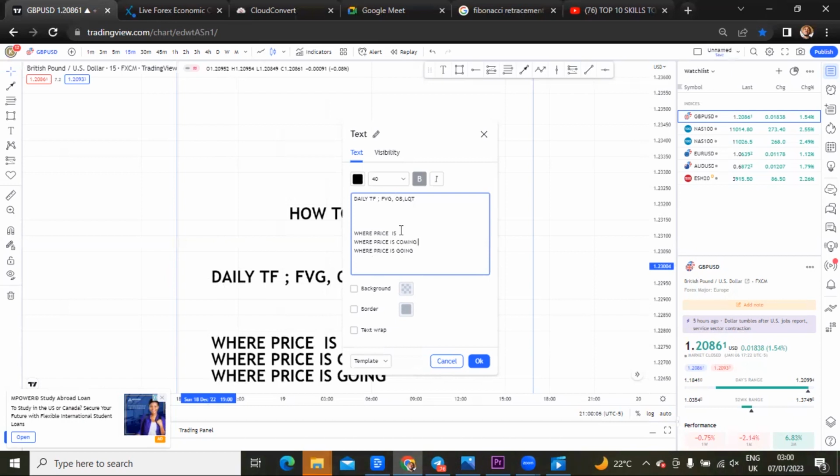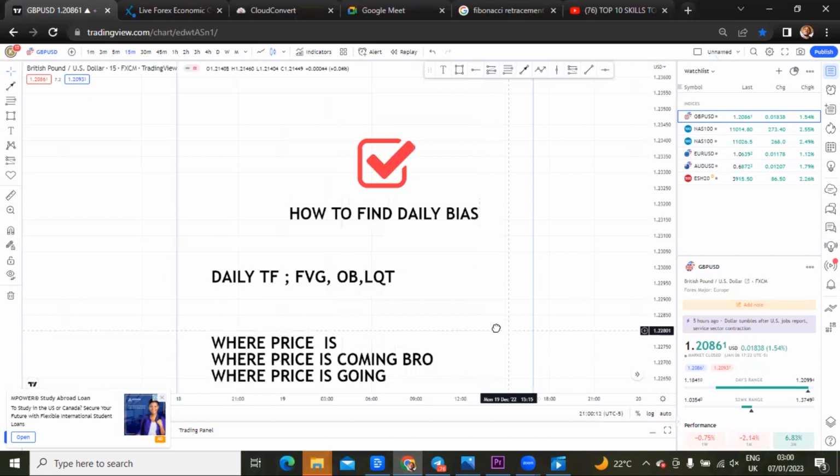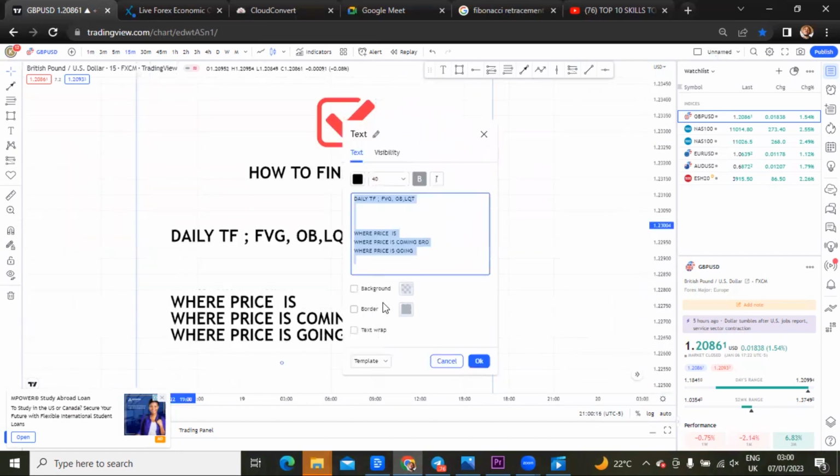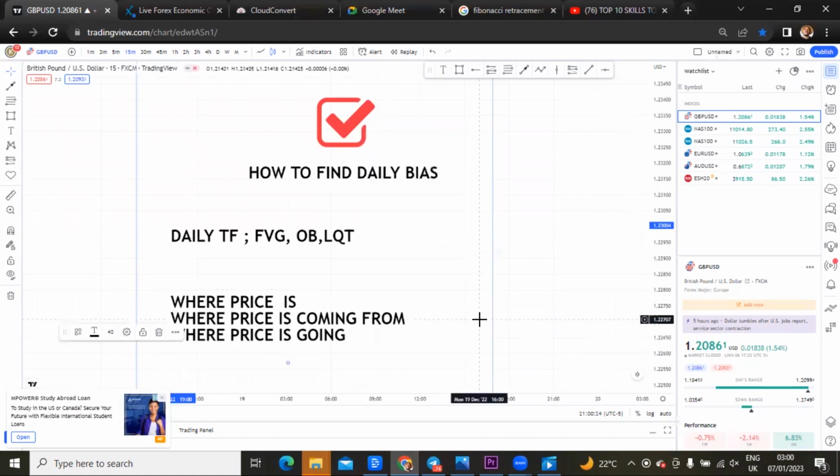Oh, my bad. Coming from. Right, so where price is coming from and where price is going. This is all you need to do on the daily charts.